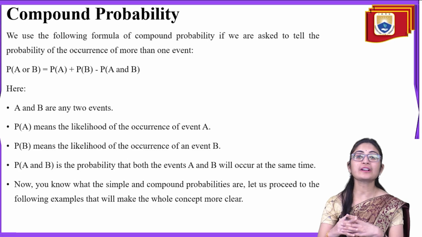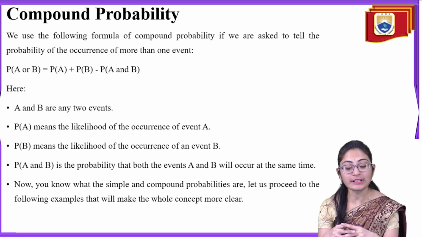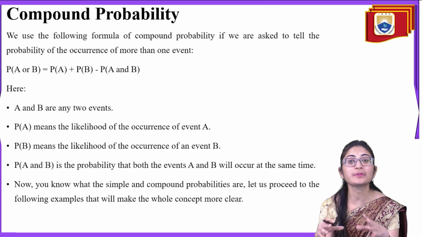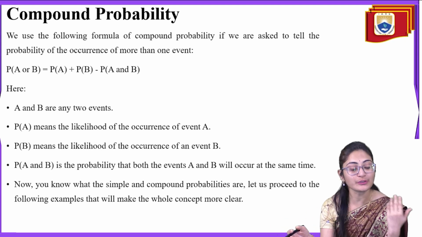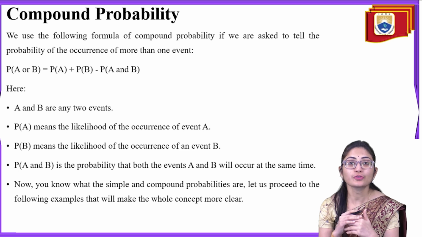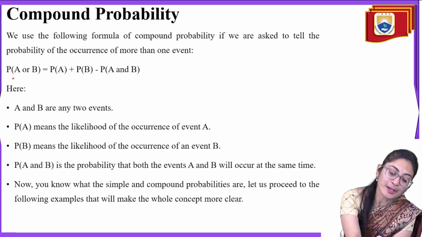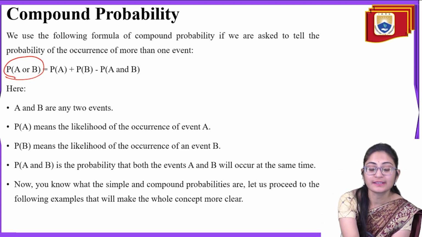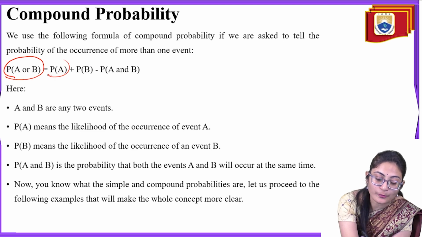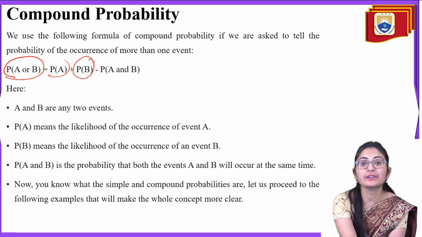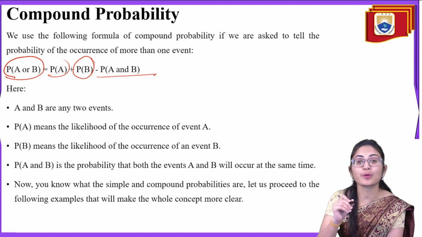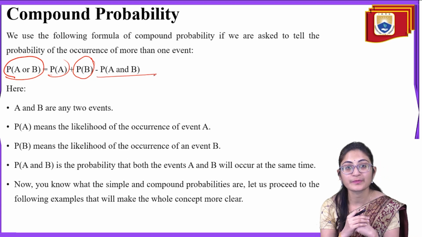So, what is meant by compound probability? Compound probability is used if we are asked to tell the probability of occurrence of more than one event. For that we can use the formula: probability of A or B is equal to probability of A plus probability of B minus probability of A and B.